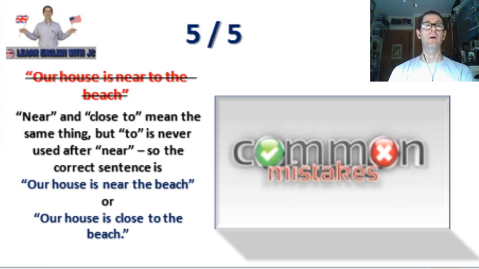So again, our house is near the beach, or our house is close to the beach. My parents have a house near the beach in the island of Mallorca. So near the beach or close to the beach, but near to the beach, you don't say that. Lisa, correct me if I'm wrong, but again, near to the beach, I never heard that. Although, again, I think in British English, some people may use it. I don't know. All right, so this is all for today in terms of the errors.